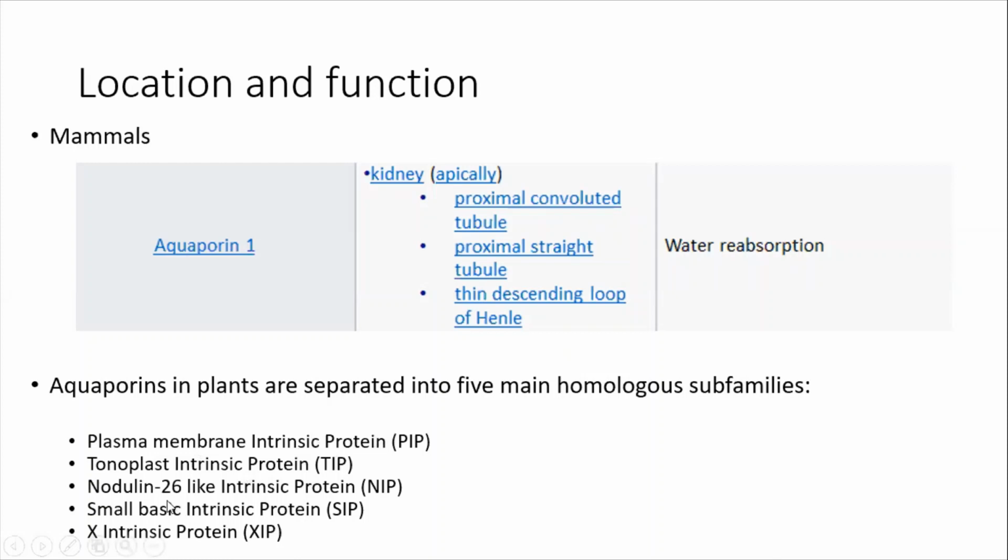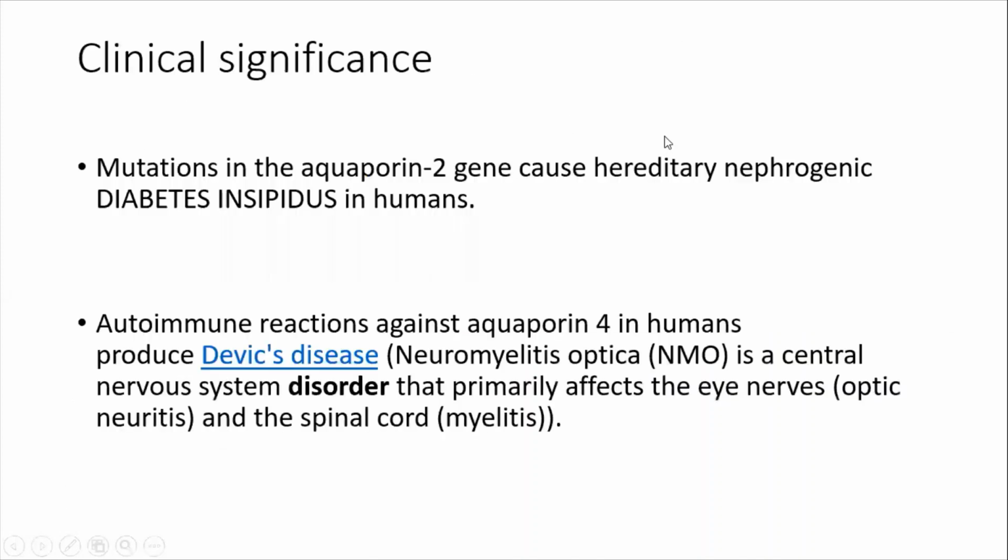Then we have the nodulin 26-like intrinsic proteins. Where have you heard of nodulin? Remember the root nodules, rhizobium, nitrogen fixation, there this protein comes. Then the others are the small basic intrinsic protein and the X intrinsic protein. Actually the upper two are most important, the plasma membrane intrinsic protein and the tonoplast intrinsic protein. Just remember these two. And in the case of mammals, remember that it is mainly present in the kidney for water reabsorption.